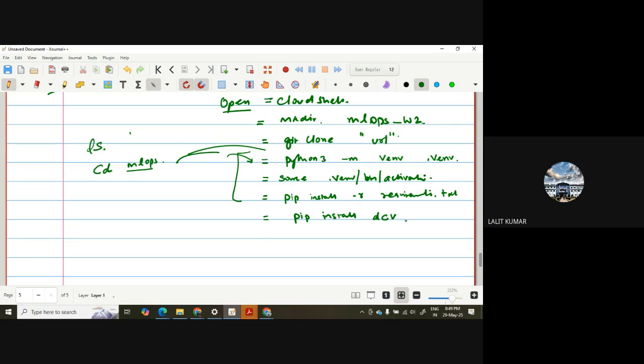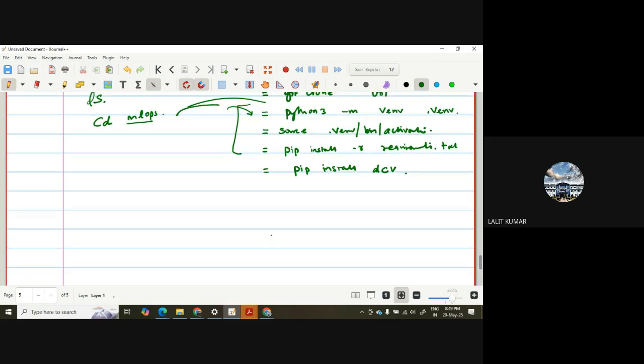Now you pip install dvc and then you have to initialize DVC. So you do dvc init. As soon as you do dvc init, two files will appear. You can check ls again. You will find .dvcignore, and there will be one more file, .dvc, something like this.